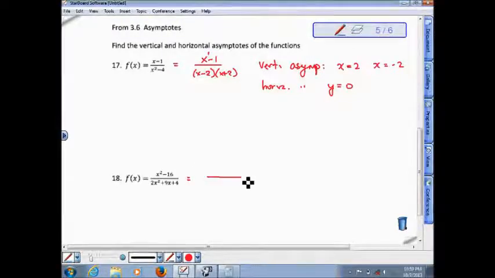Now, in this problem, we have to factor, this is a difference of squares, x minus 4 times x plus 4. Here in the denominator, this is going to factor to a 2x and an x. It looks like we're going to need something like that.